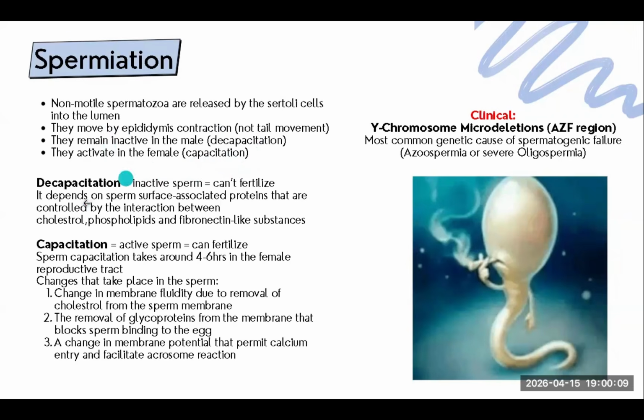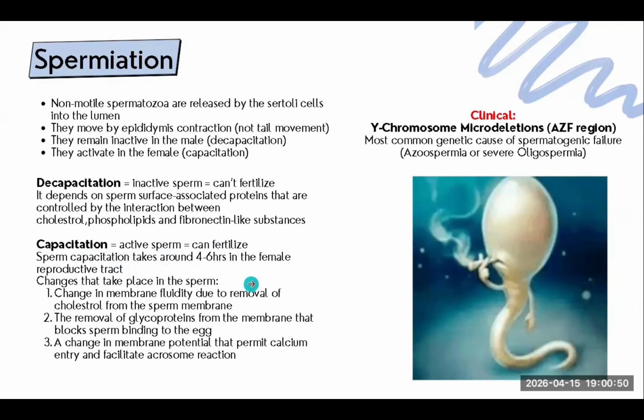Okay? Now, decapacitation leaves the sperm inactive and therefore the sperm cannot fertilize. This is important because we don't want the sperm to waste its energy in the male reproductive tract. Now, decapacitation depends on sperm surface associated proteins that are controlled by the interaction between cholesterol, phospholipids, and fibronectin-like substances. Capacitation, on the other hand, leaves the sperm active and the sperm can fertilize. This happens in the female reproductive tract. Sperm capacitation takes around 4 to 6 hours in the female reproductive tract.